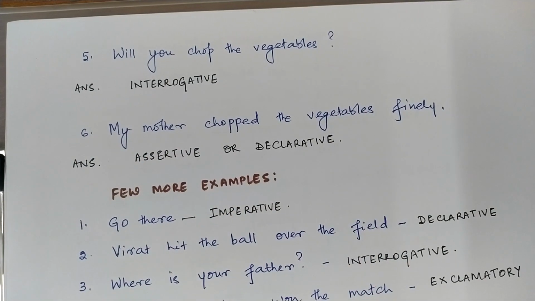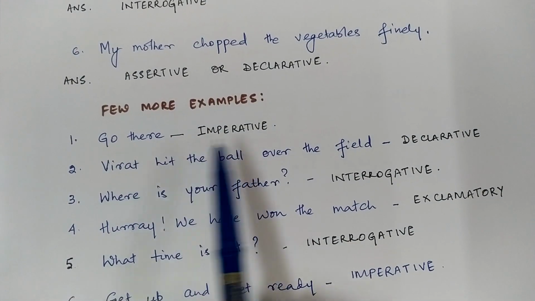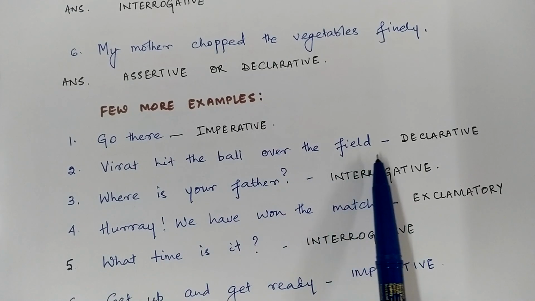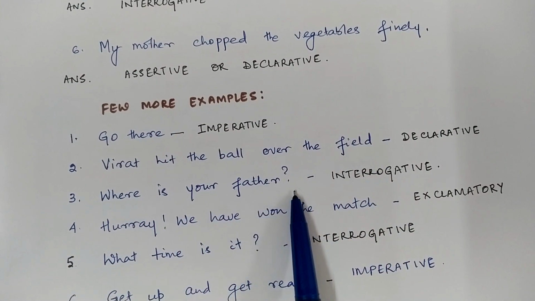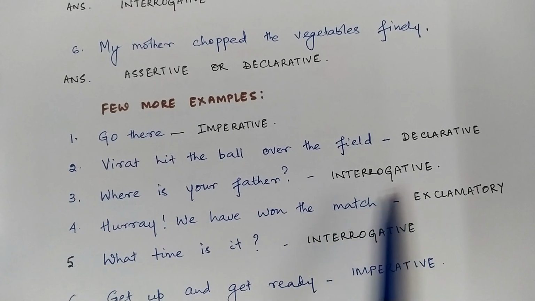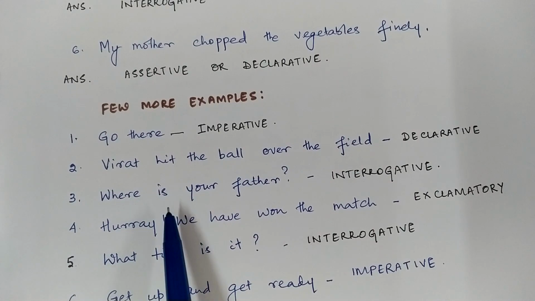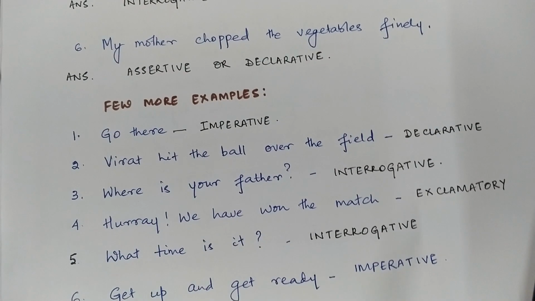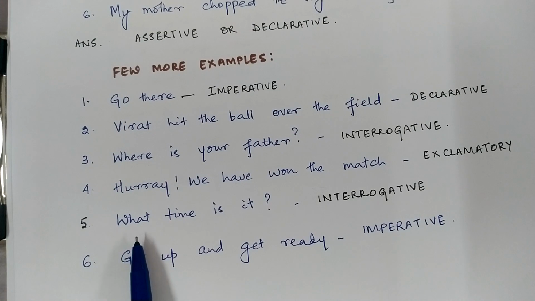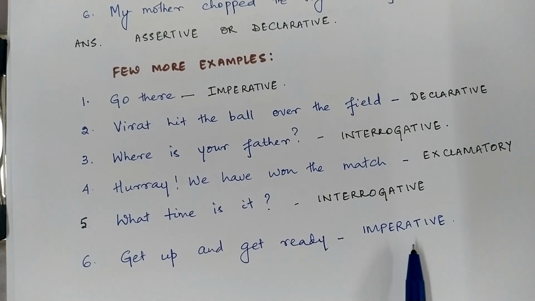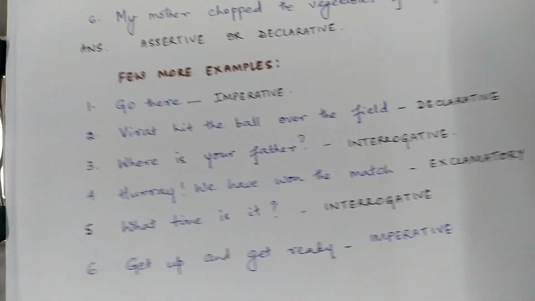I hope these are clear, children. This is from your exercise. Now I will give you a few more examples so that you can understand. Go there, imperative. Virat hit the ball over the field, declarative. Why? Because it is saying where Virat has hit the ball. Where is your father? A question mark is there and the question word where is there. So interrogative. Hooray, we have won the match! is exclamatory. Why? Because hooray is an exclamation of joy and there is an exclamation mark here. Next, what time is it? Question mark, interrogative, because the question mark is there and what is the questioning word. Six, get up and get ready is imperative. That means it is an order.